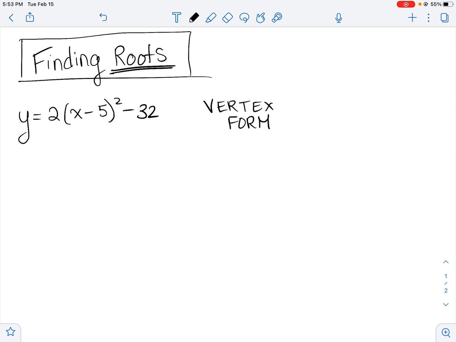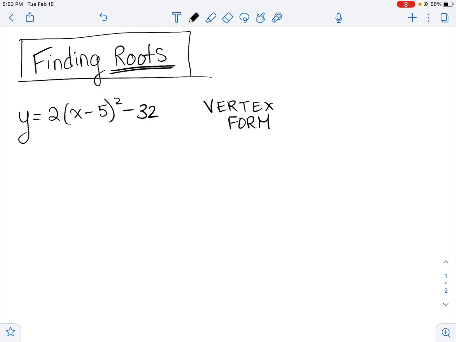So we've got a quadratic function right here, and we're trying to figure out what the roots are. It's in vertex form right now, which is not the best form for finding the roots. It's really nice for finding the vertex. So we can see the vertex is at (5, -32), so that's cool. So how are we going to find the roots?